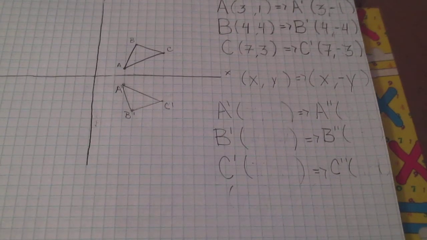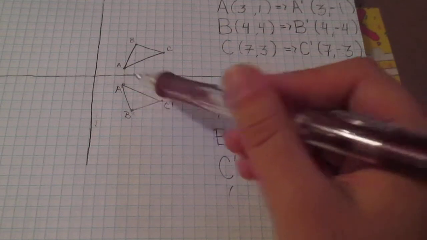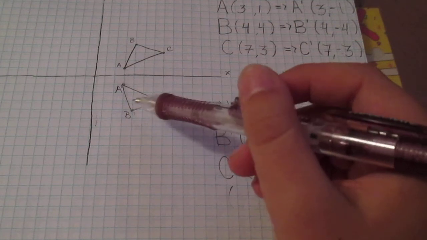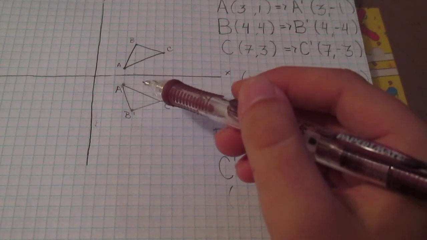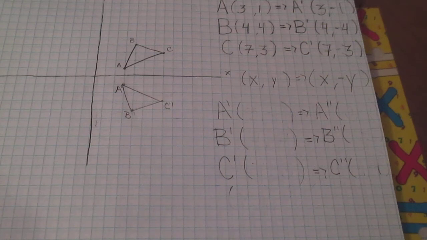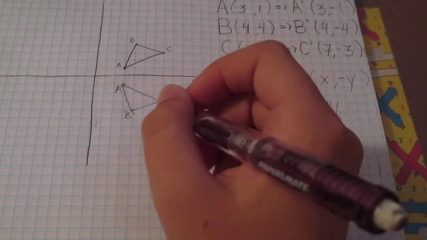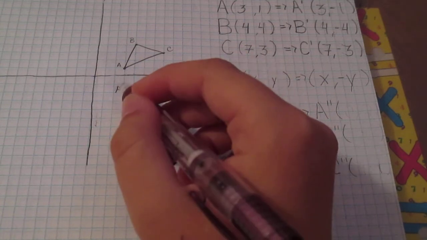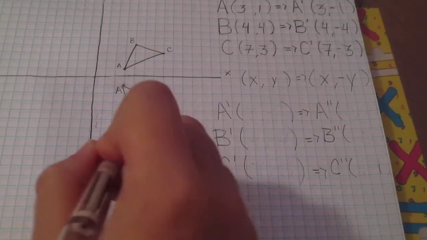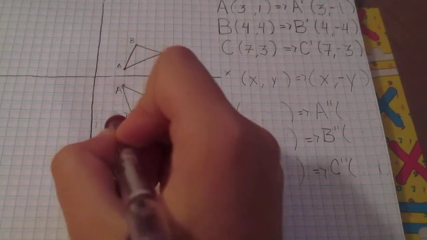Now as for my second transformation, I'm going to translate what's now going to be my pre-image of A prime, B prime, and C prime, 2 units left and 1 unit up. So to do this, I'm going to take each point of my pre-image, A prime, B prime, and C prime. I'm going to move each point 2 units to the left and 1 unit up.